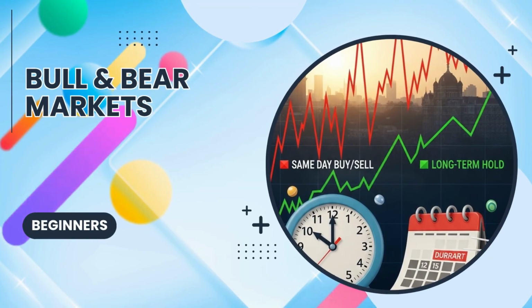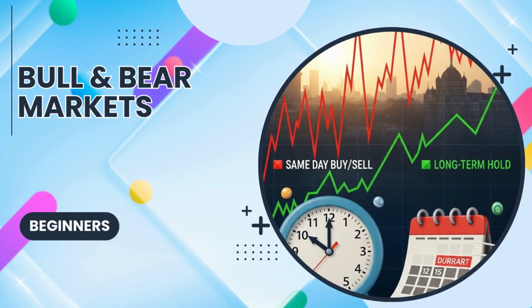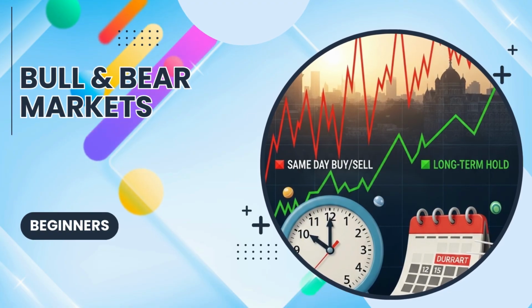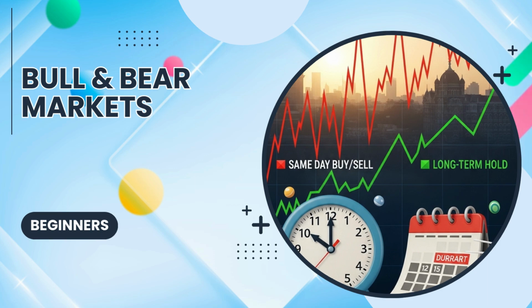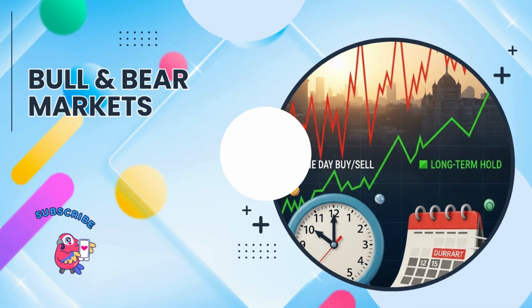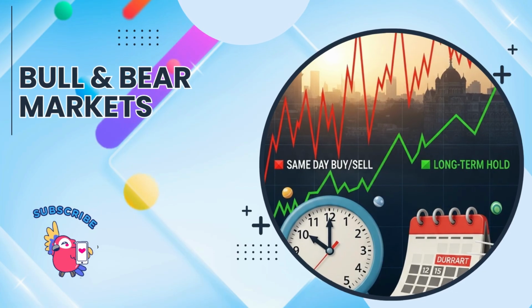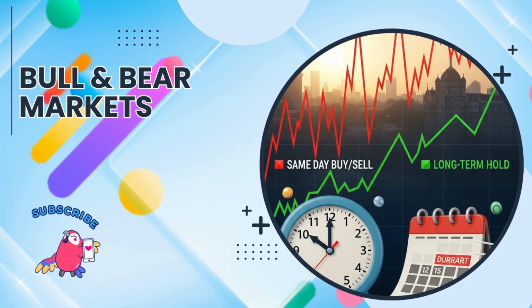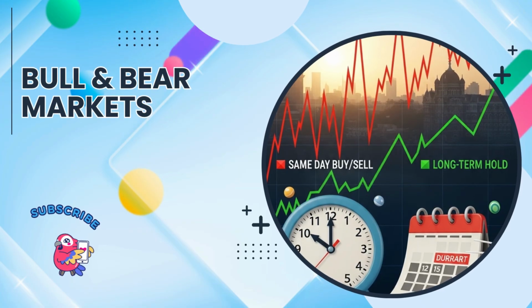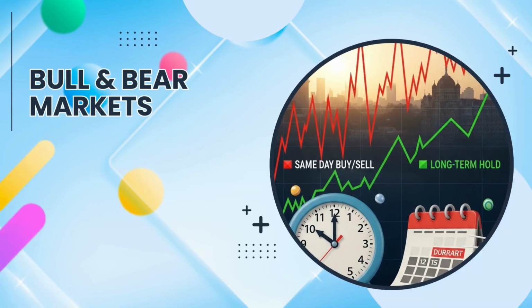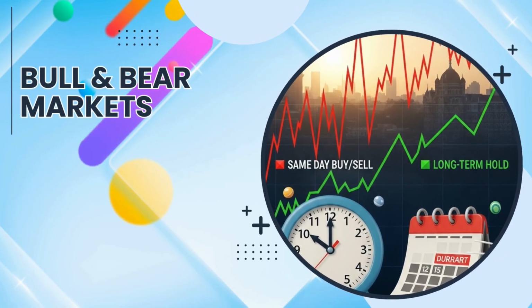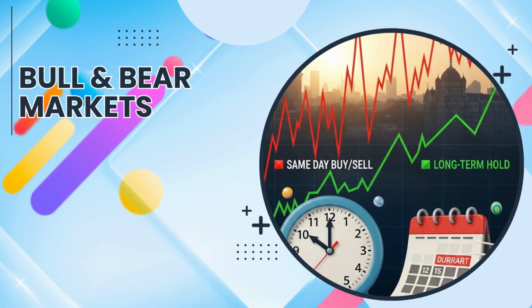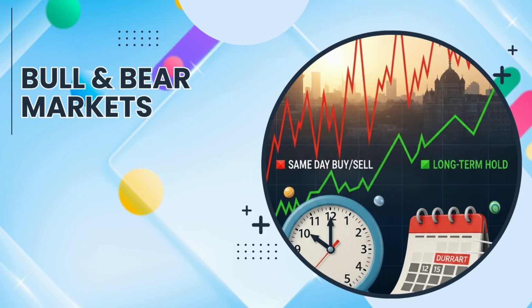The terms bull and bear describe the overall market mood. A bull market is when prices rise steadily and investors feel optimistic, like a bull pushing upwards. A bear market is when prices fall and fear or pessimism takes over, like a bear striking downward. Both phases are natural parts of the market cycle. Understanding where the market stands helps you decide your strategy, whether it's time to be cautious or confident. Remember, every bear market eventually leads to the next bull run.